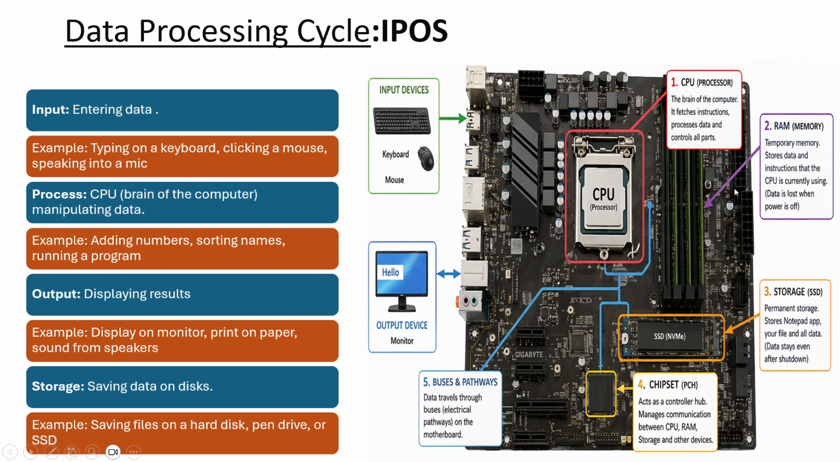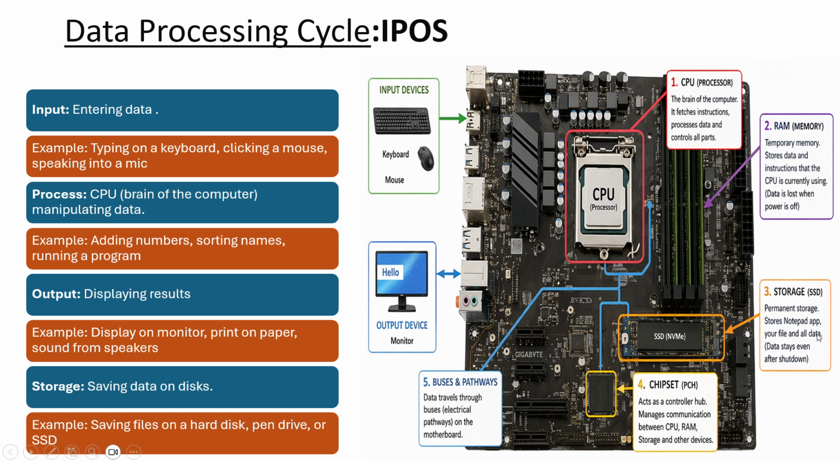These are the slots for RAM, temporary memory. We have seen this, right? RAM, random access memory, stores data and instructions that the CPU is currently using: 2 plus 3, number 2, number 3 and the operation addition. So it has stored that, and data is lost when the power is off. SSD, permanent storage.